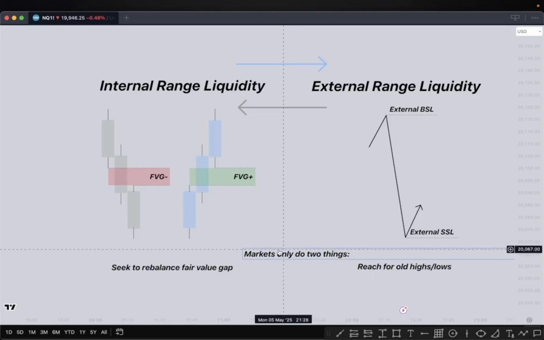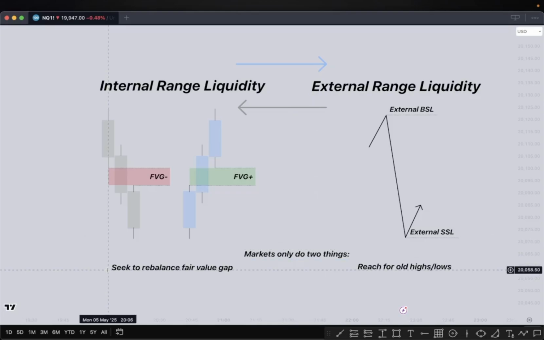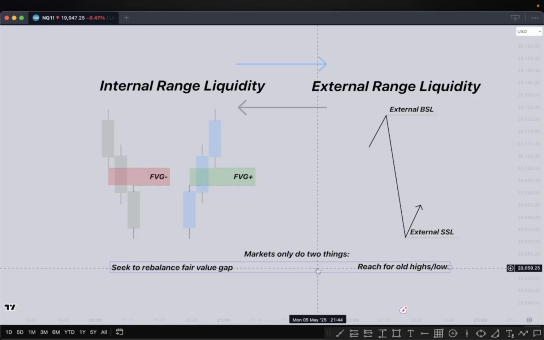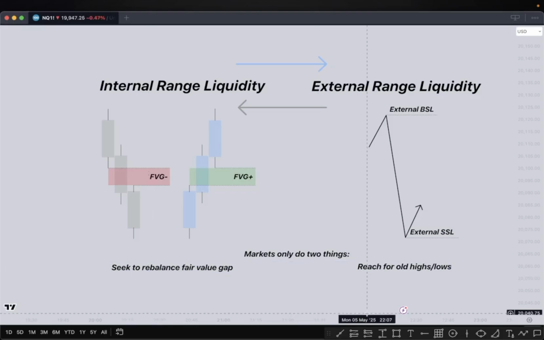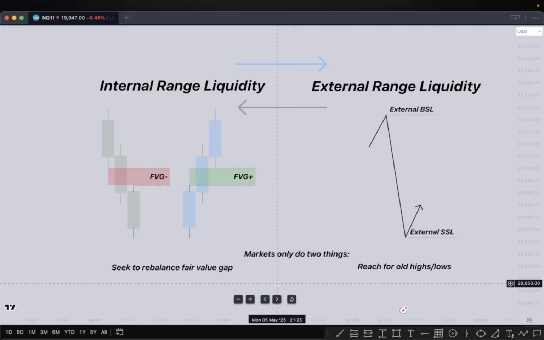So down here you see market only does two things, and I'll go over examples showing this, of course. So we are seeking to rebalance a range in the form of a fair value gap, giving fair value, or we are reaching for old highs and lows. So we're either seeking liquidity or offering fair value at all times of the market. I believe there is a third one, and it could be considered generating liquidity. But for the most part, you just want to focus on these two.